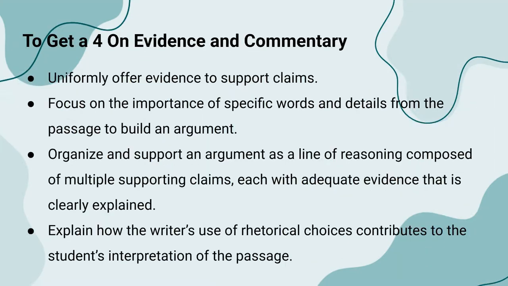So to get a 4 on evidence and commentary, I'm not going to go through how to get like a 0 on evidence and commentary. I'm just going to go into 4 to just show what the highest level is. So you have to uniformly offer evidence to support the claims, focus on the importance of specific words and details from the passage to build an argument. That's an important one. So I think the first one's rather obvious, but like to use specific words and details.